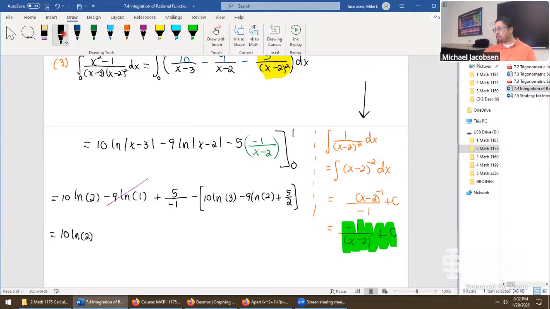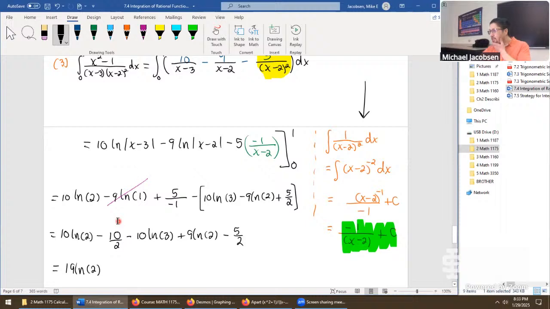We have a 10 natural log 2. Here, because I have a 5/2, let's multiply this one by 2 over 2, call it -10/2. Distributing here gives us minus 10 natural log 3 plus 9 natural log 2 minus 5/2. And we have like terms now. They are natural log 2s. We have 19 of them altogether. 19 natural logarithms of 2.